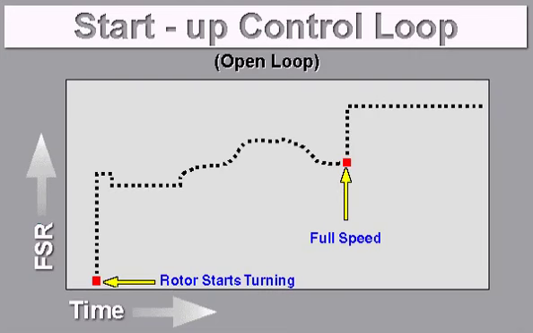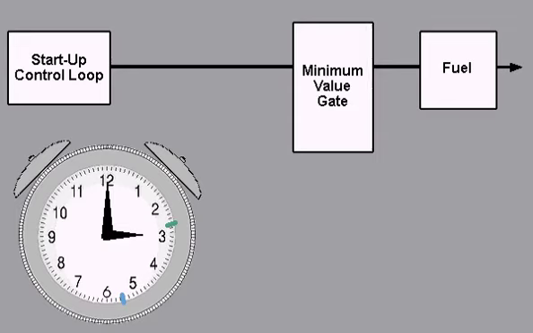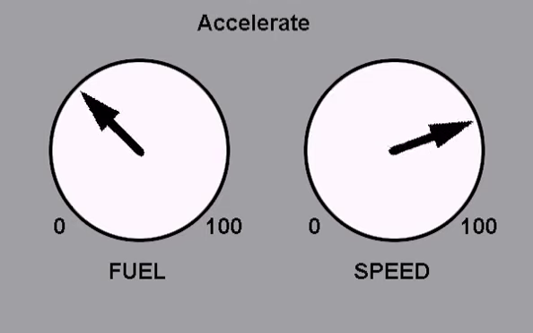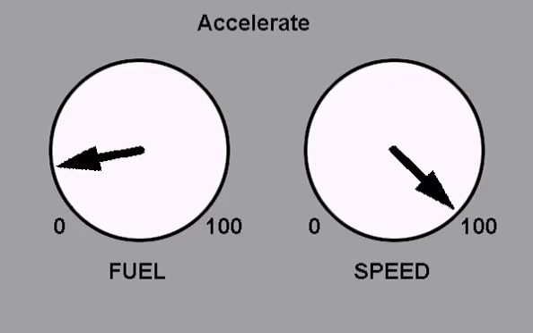The startup control loop is an open loop that programs fuel to the gas turbine from the time the rotor starts turning until the turbine is at full speed. It selects a specific value based on the time in the sequence of startup and sends it to the minimum value gate. The startup control loop depends upon a predetermined signal corresponding to a predetermined condition. After warm-up, the accelerate signal allows the turbine to accelerate by gradually increasing the fuel level. This continues until the unit reaches full speed.